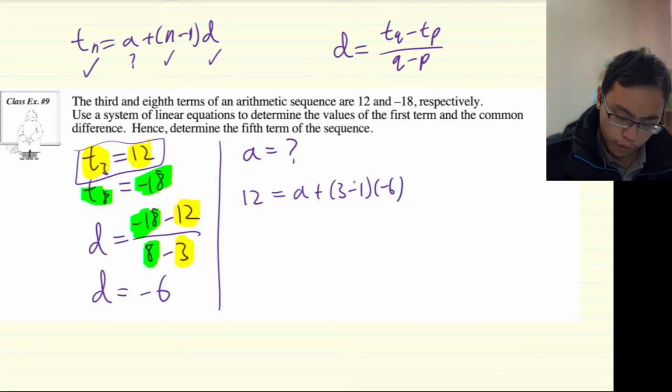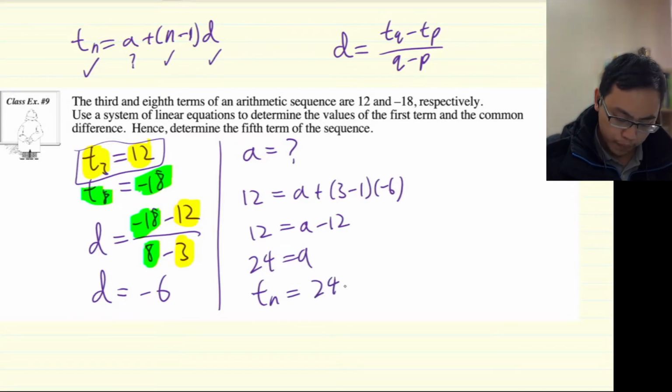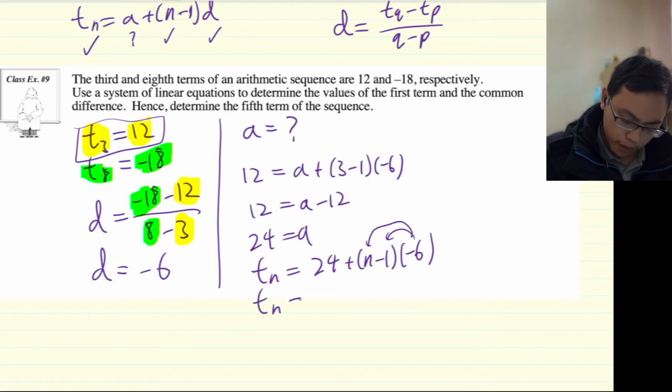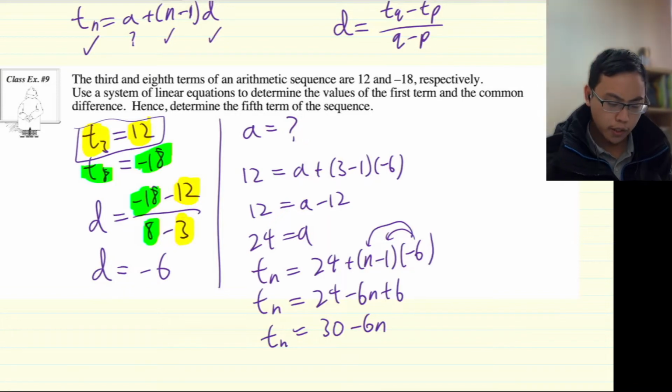3 minus 1 is 2. 2 times negative 6 is negative 12. So 12 equals A minus 12. Move minus 12 to the other side, so that's 24 equals A. And so our general term, Tn, is equal to 24 plus n minus 1, and the common difference is negative 6. Let's go ahead and expand these numbers in here. And so the general term Tn is 24 minus 6n plus 6. And so plus 6, that will be 30, okay? 30 minus 6n.